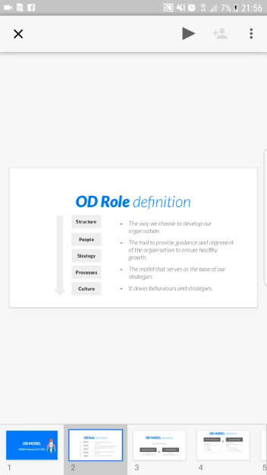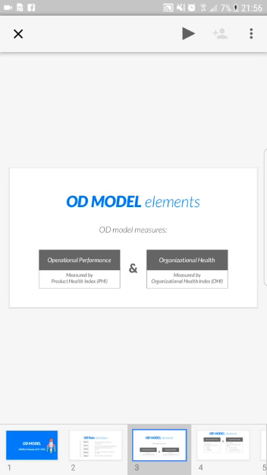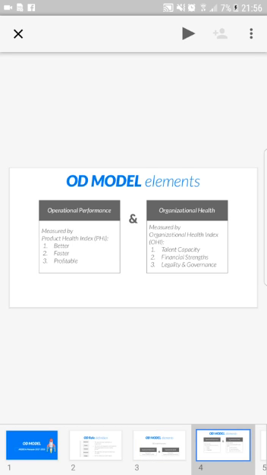So in terms of the OD model, there are two main elements to it. Number one being operational performance, which is measured by product health index, like how well each of our products do, such as IGT, IGV, OGT, and OGV. The second part is organizational health, and it's measured by the organizational health index, which contains a few things. Under operational performance, there are three things: the quality of our product, how fast we execute, like in terms of processing times, and also how profitable our products are.